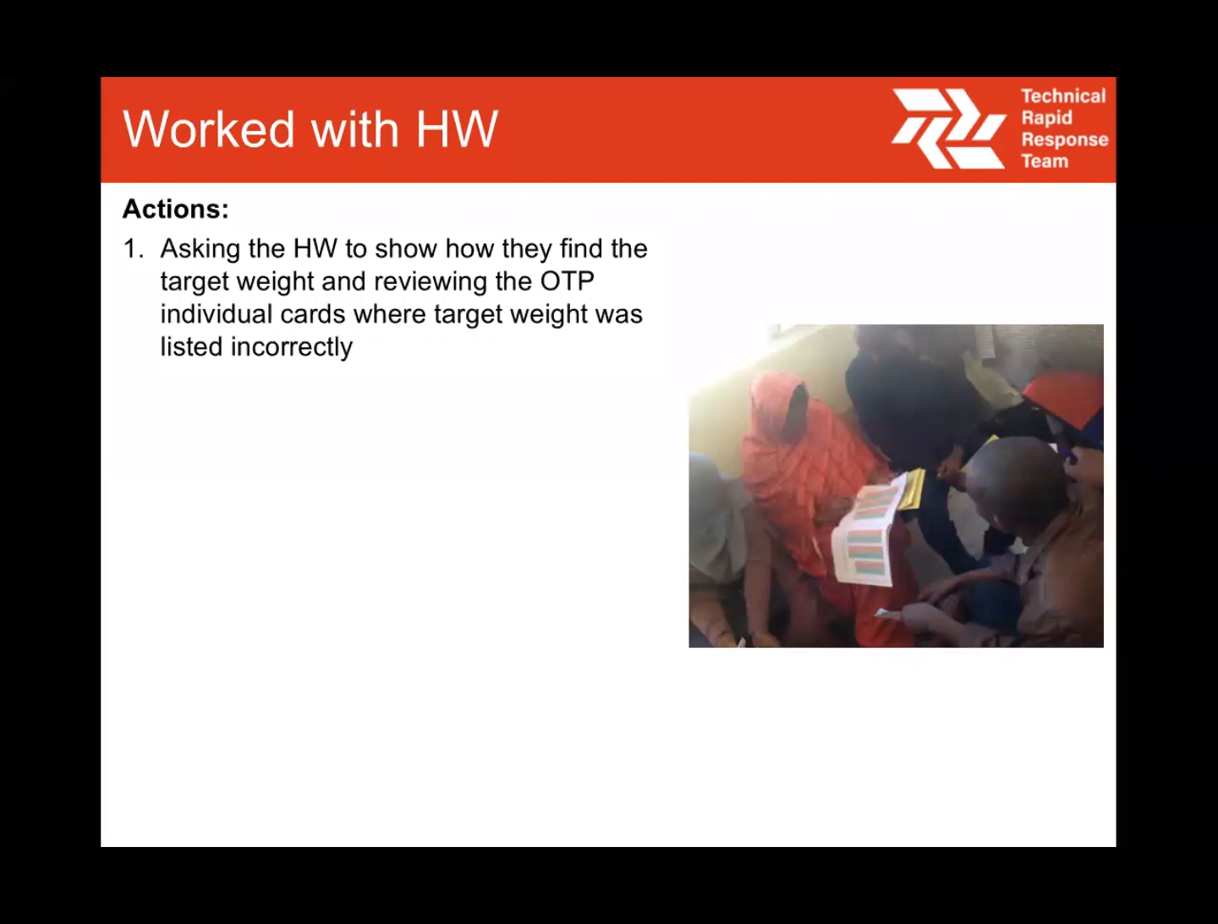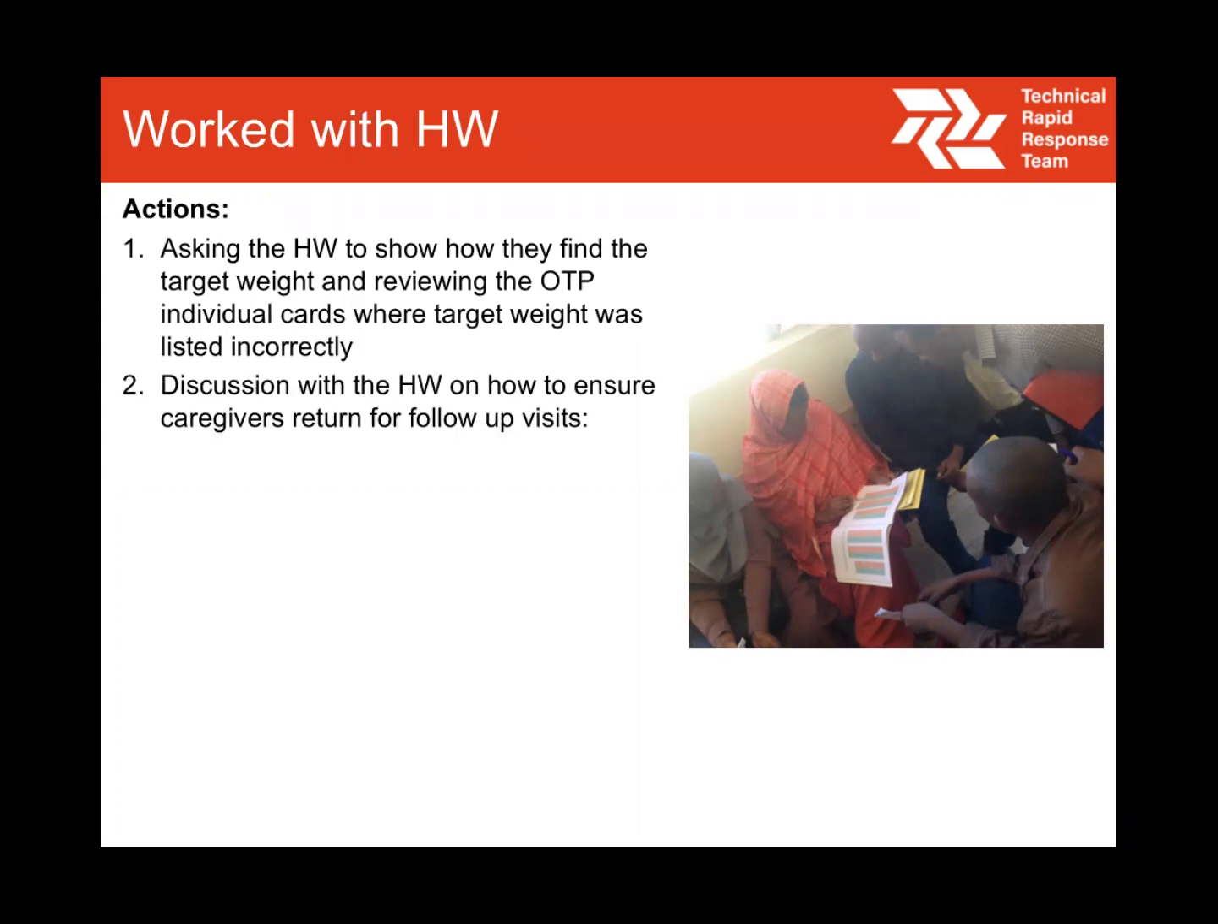And the first step that was taken was that we asked the health worker to show how they find the target weight and reviewed the OTP individual cards where target weight was listed incorrectly. And that's what's going on right now. And it was just a matter that she was looking in the wrong column for the target weight.